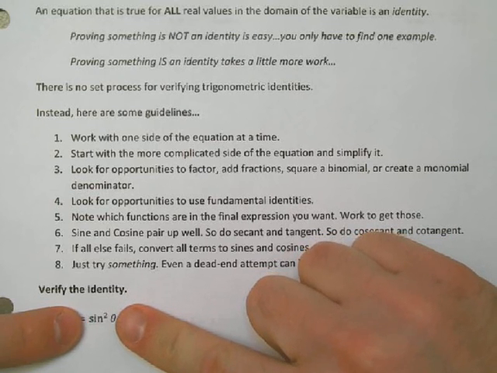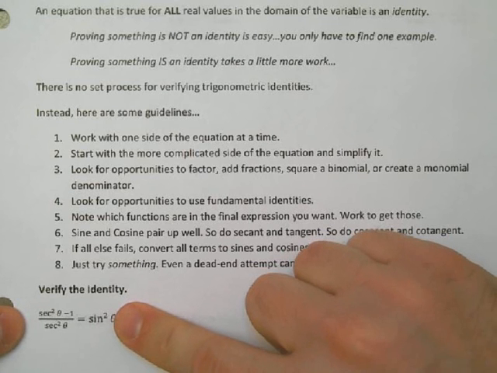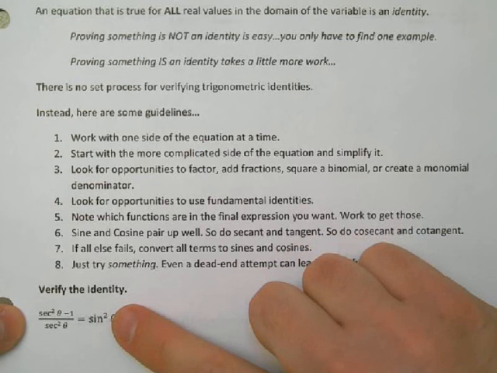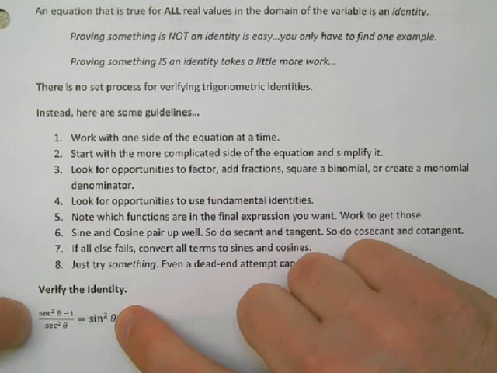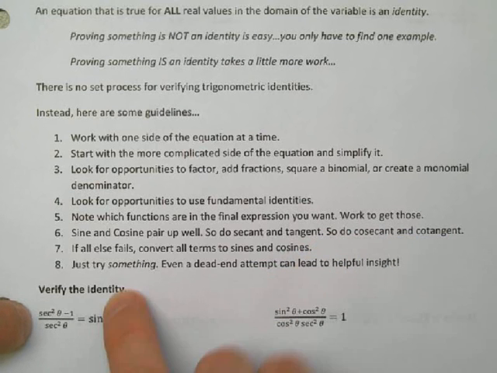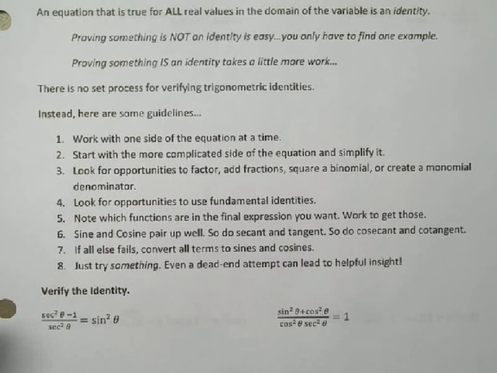And there's no set process, as you can see here. I typed that out. There's no set process for verifying that there's an identity. So here are some guidelines. The first thing you want to do, only work with one side of the equation at a time. You don't want to manipulate both sides of the equation. What we want to really do is this. This would be tough to take and expand out and show that it's equal to secant squared minus 1 over secant squared.